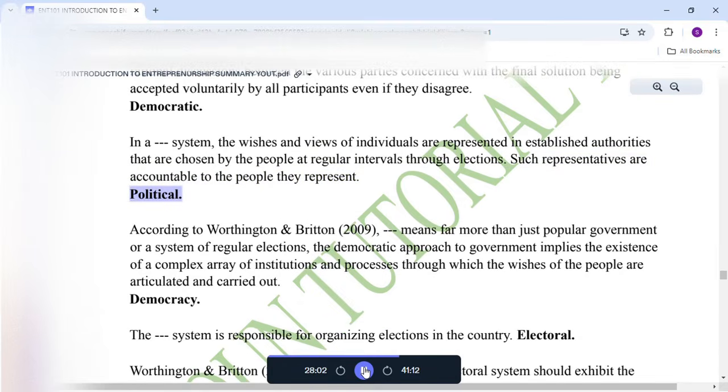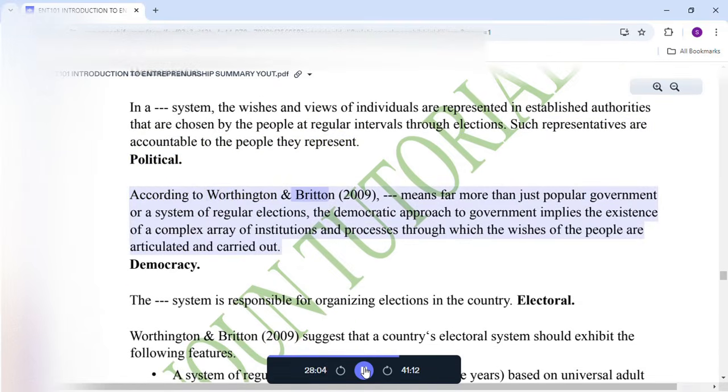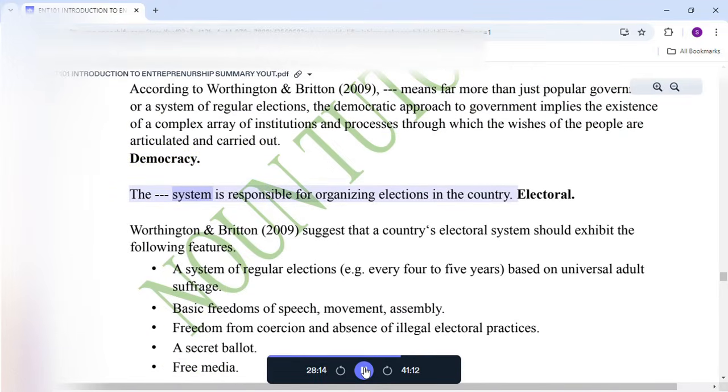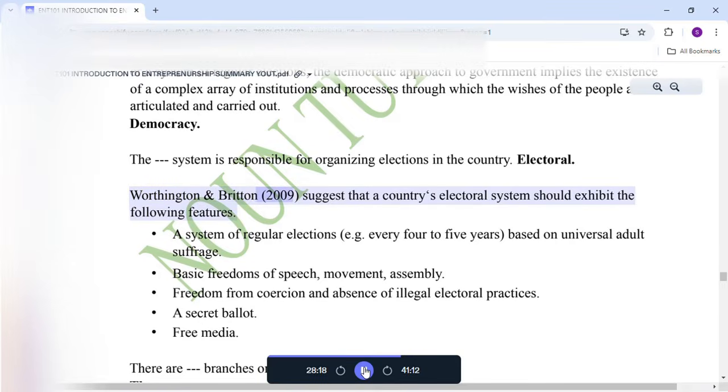According to Worthington and Britton, 2009, democracy means far more than just popular government or a system of regular elections. The democratic approach to government implies the existence of a complex array of institutions and processes through which the wishes of the people are articulated and carried out. The electoral system is responsible for organizing elections in the country. Worthington and Britton, 2009, suggest that a country's electoral system should exhibit the following features.